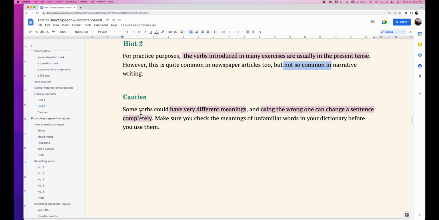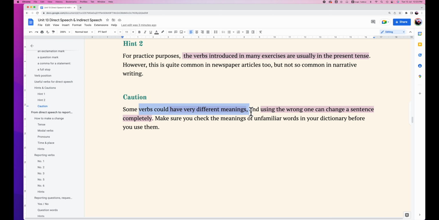And different verbs have different meanings. You have to make sure you check the dictionary for the meaning and use it accurately, because using a verb incorrectly could mean something very different to the readers.